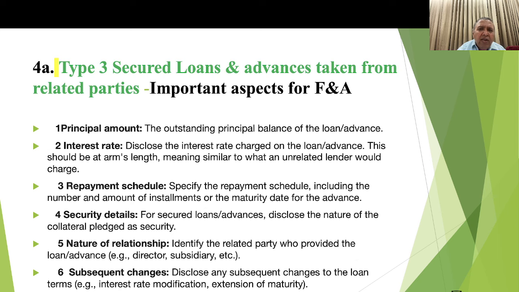Type 3, secured loans and advances taken from the related parties. This is the third type of the non-current liabilities. Here the aspects are principal amount, interest rates, repayment schedule, security details, nature of the relationship, which is identify the related parties who provided the loan advance, for example, director or subsidiary, etc., and subsequent changes, disclose any subsequent changes to the loan terms, for example, interest rate changes or extension of the maturity period, etc.